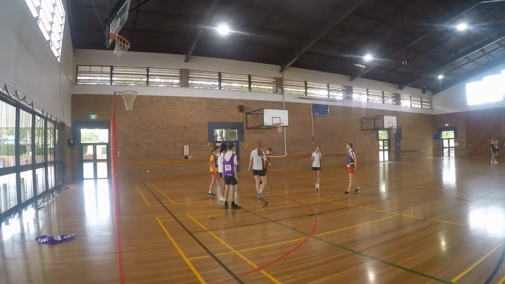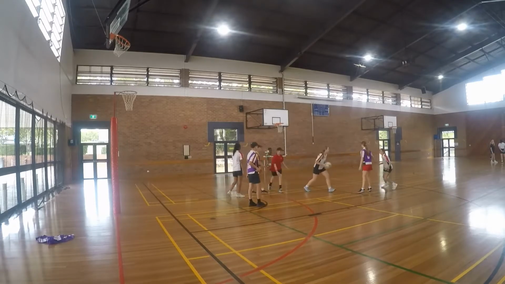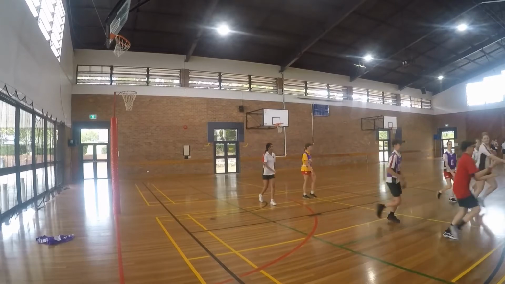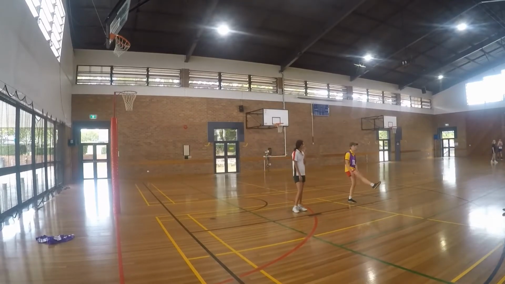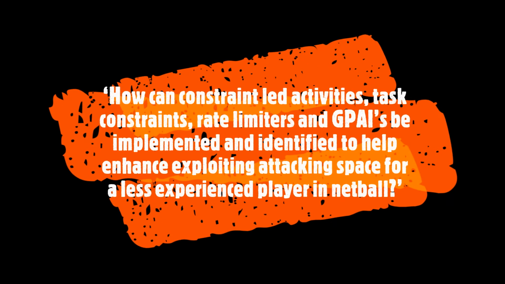As my GPAI-1 Game Performance Assessment Indicator has suggested, with a 1 out of 5 score in that category, my tactical limitation is exploiting attacking space. Therefore, this begged the research question: how can constraint-led activities, task constraints, rate limiters, and GPAIs be implemented and identified to help enhance exploiting attacking space for a less experienced player in netball?